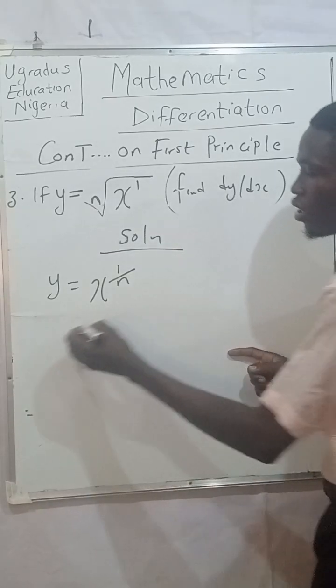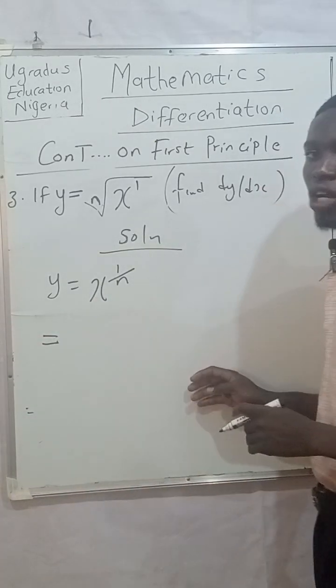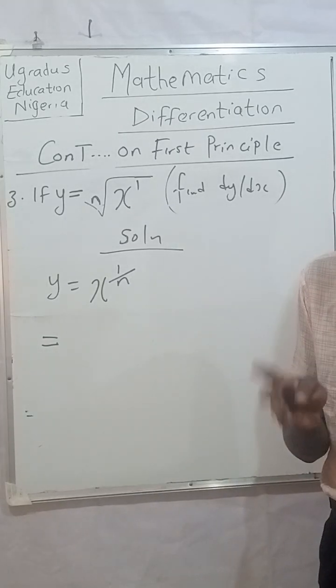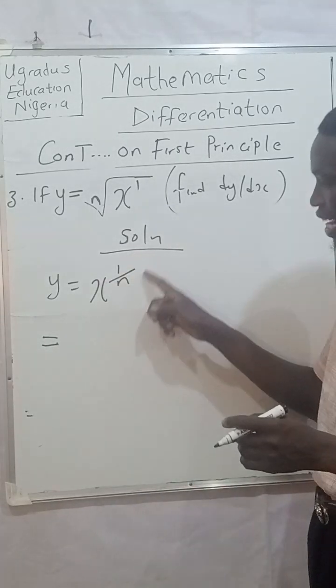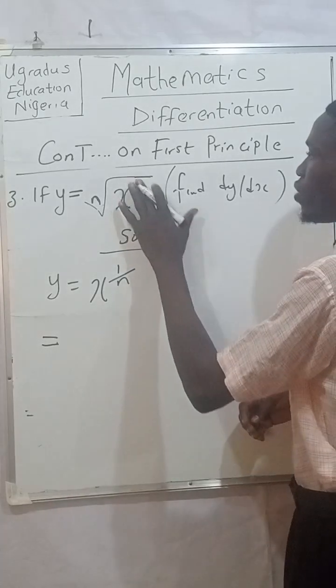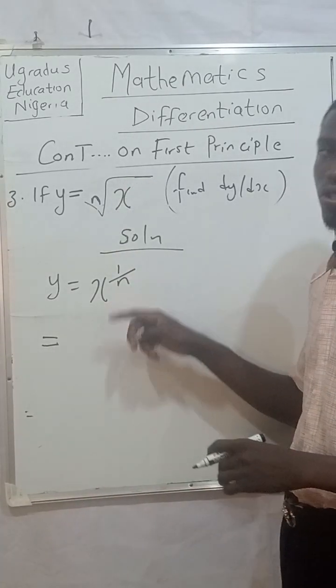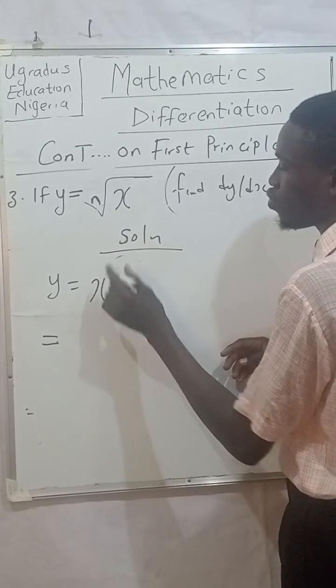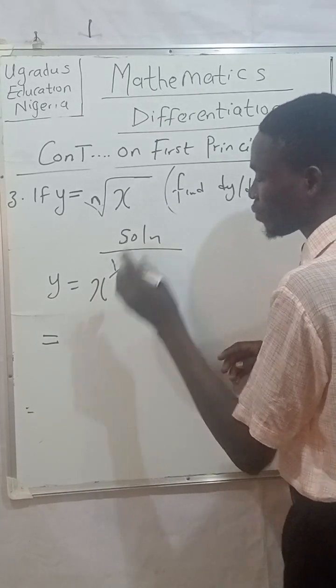Then you can proceed. First principle cannot be done unless you express whatsoever you are given in terms of power. So if it does not look like this, you cannot go on. So this format is not okay. That's why you need to interpret it to this form. So once you now have an index, it will be easy for you to simplify. All right. Now let's proceed.